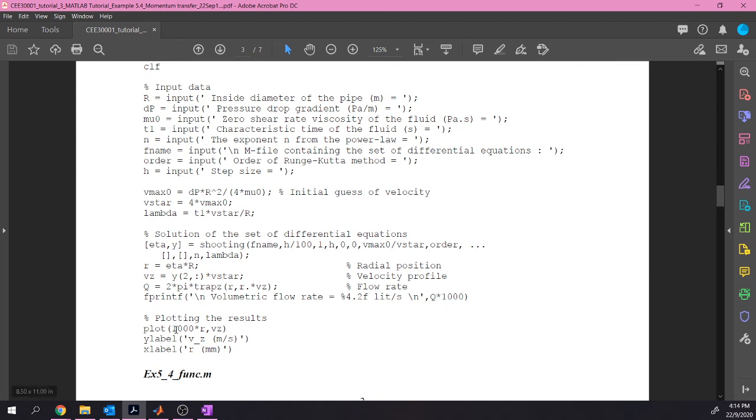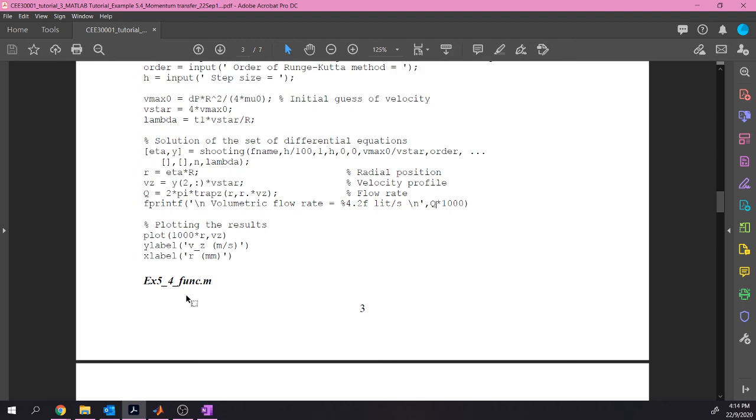Okay, then to plot the results, because the question also wants us to show the velocity profile, we will plot 1000 times R against Vz. The x-axis will be your radius, and your y-axis will be your velocity. Then we will see a velocity profile. And your y label, which is your Vz, is just a labeling of the name.